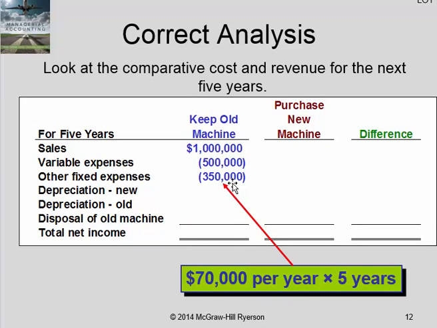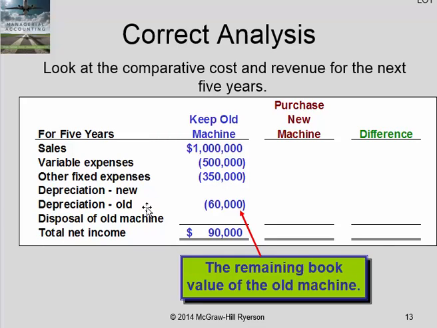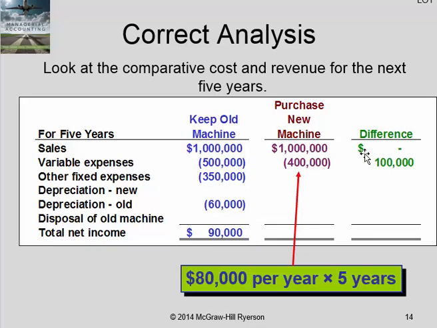We've got some fixed expenses, $70,000 per year times 5 years. The amortization on the old machine over the course of the 5 years is going to be $60,000. Now, let's look at the new machine. Sales, also $1 million. Okay, so hold on. If we have the same cost that doesn't differ between the two alternatives, it's not relevant for the decision. So in fact, we don't even really need to look at sales in this case.